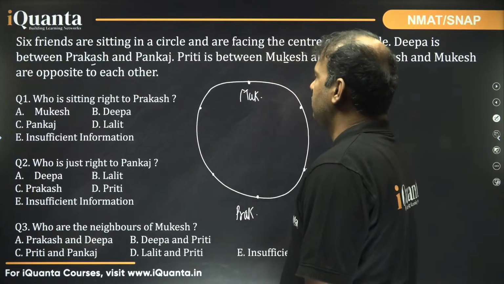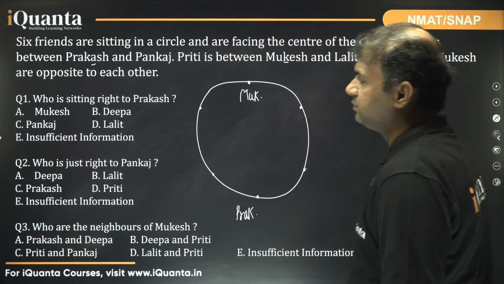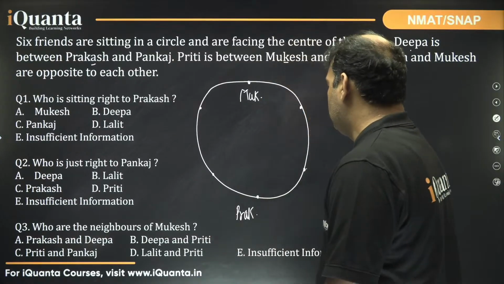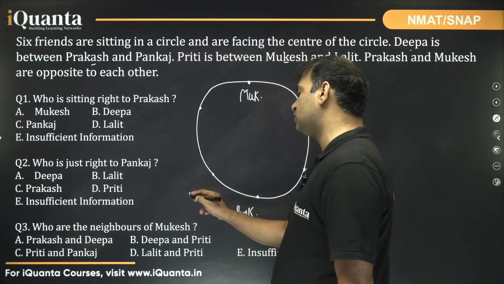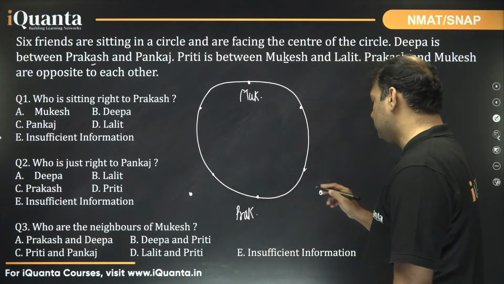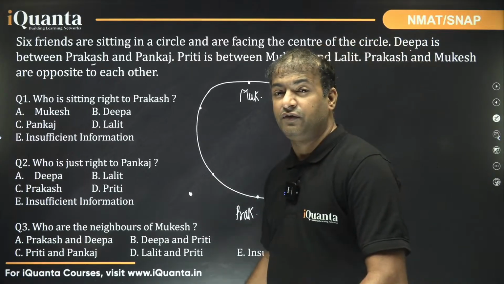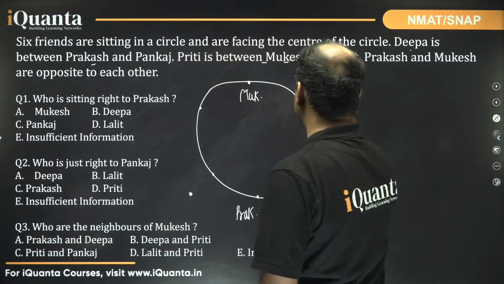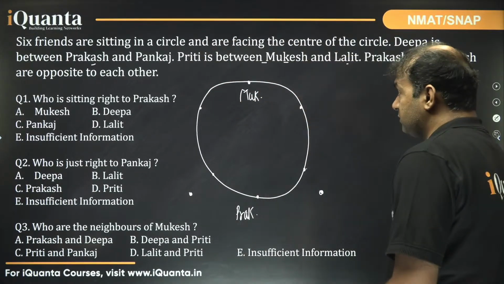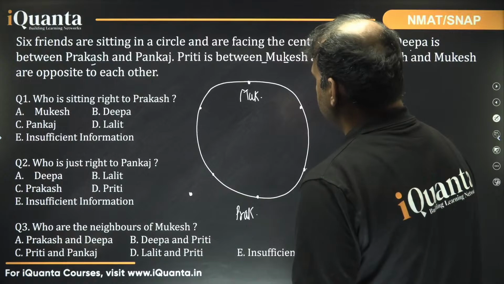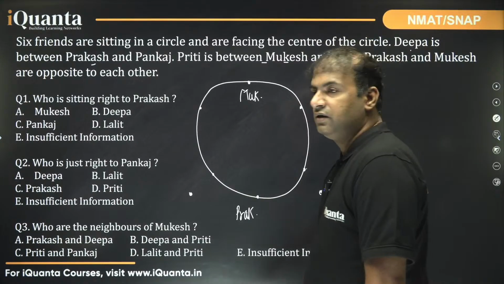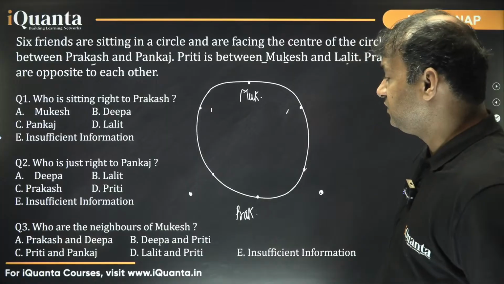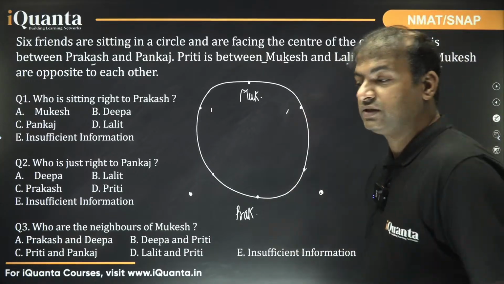Now in the first point they are saying that Deepa is between Prakash and Pankaj. That means Deepa is adjacent to Prakash, right? Now guys, adjacent to Prakash, this is also a chair and this is also a chair, right? So we are just not sure where Deepa should be sitting. Similarly they are saying that Preeti is between Mukesh and Lalit. So that means Preeti is adjacent to Mukesh, right? So guys, Preeti can be here as well as here. So again, we are not sure where Preeti will be sitting. So there will be 2 possibilities once again, right?